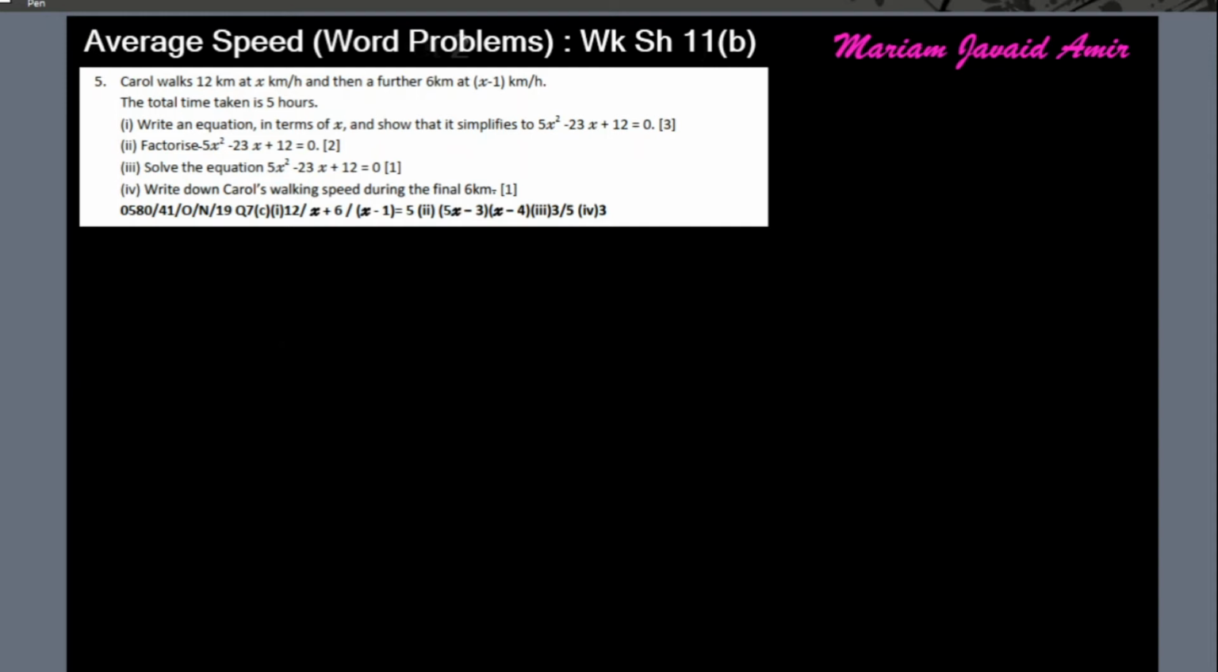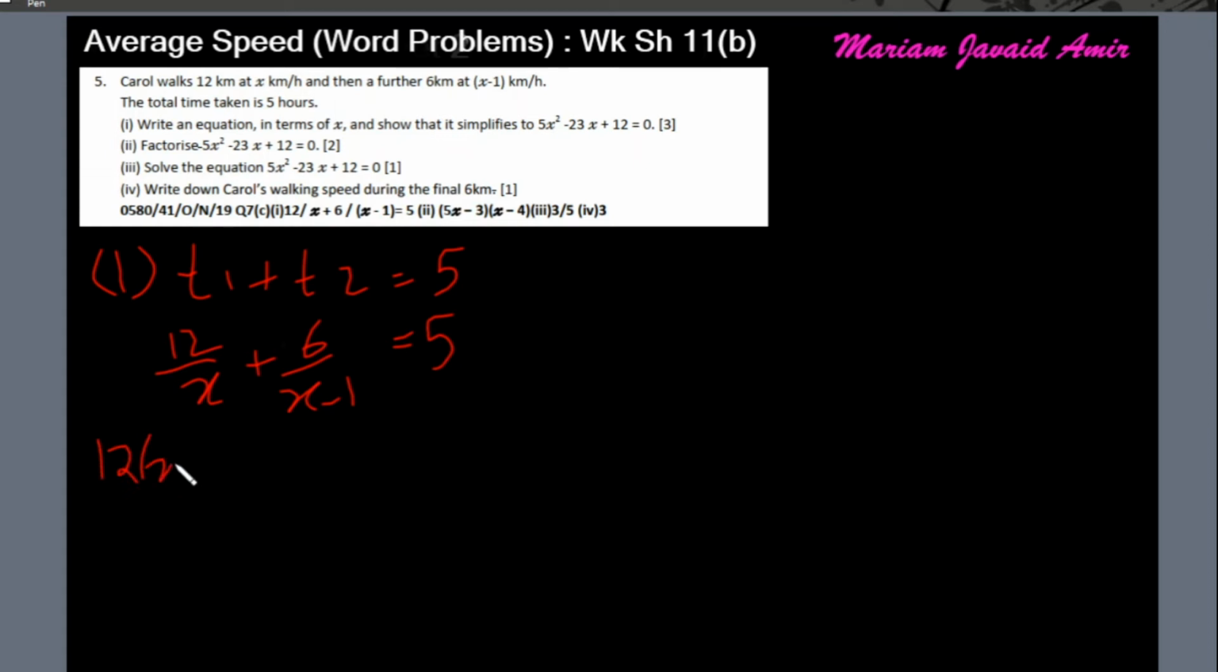Question number 5. Carol walks 12 km at x km per hour and then a further 6 km at x minus 1 km per hour. The total time taken is 5 hours. So for part 1, time 1 plus time 2 equals 5 hours. Time is distance over speed, so 12 over x plus 6 over x minus 1 equals 5. Take LCM and simplify. 12 times x minus 1 plus 6x over x minus 1 equals 5.